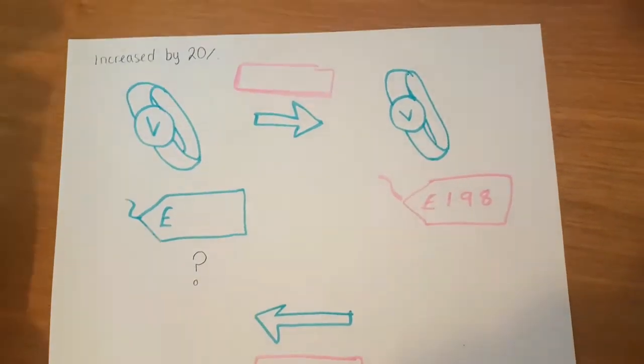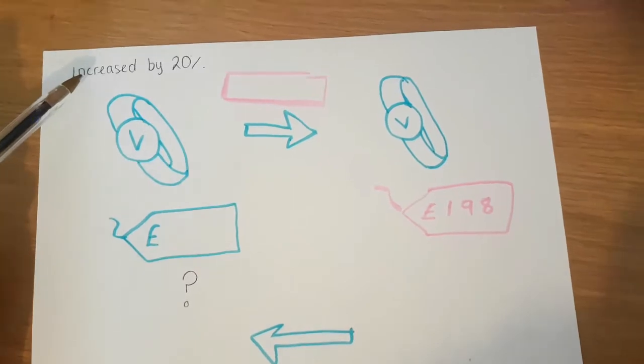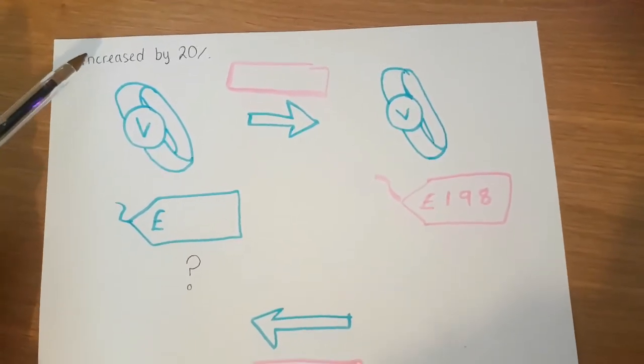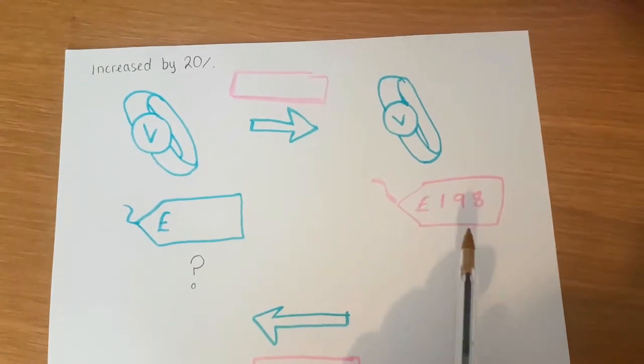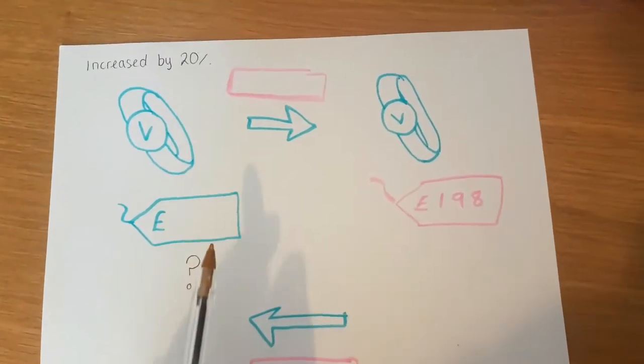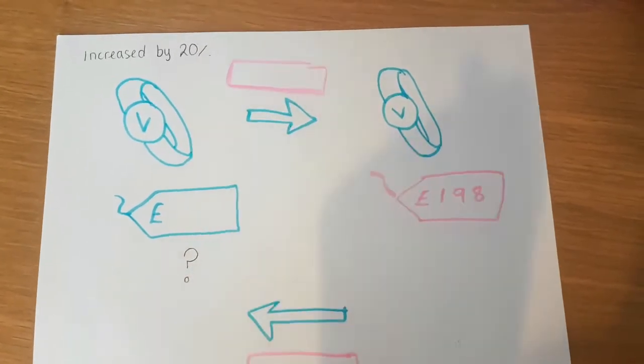Okay, so in this situation, we have a watch that has increased in price by 20%. We know that the price after it's increased is £198, but we don't know what the price was before. Now we're trying to find what the original price was.